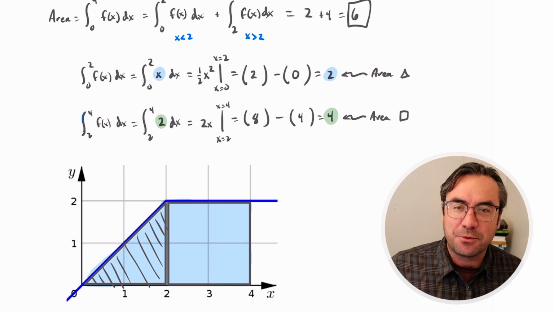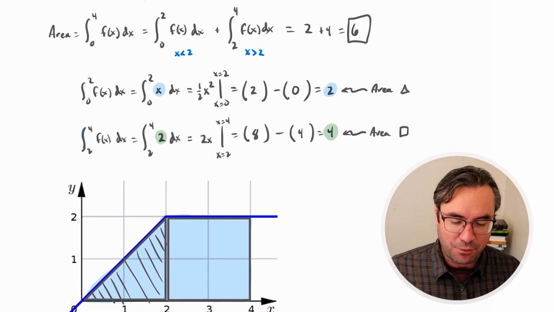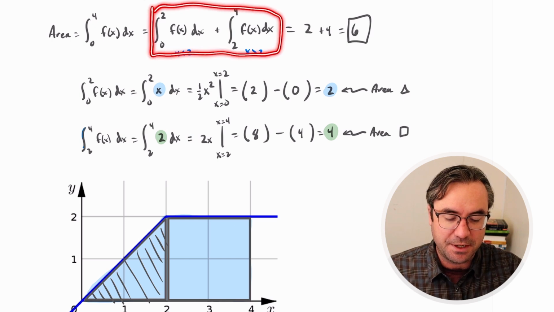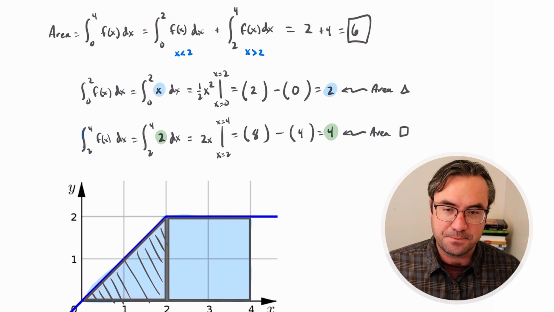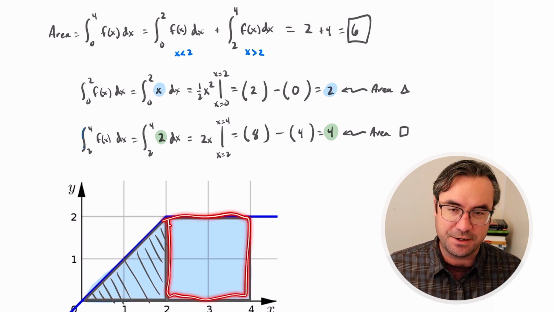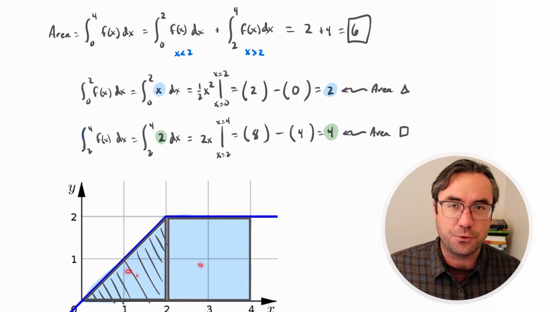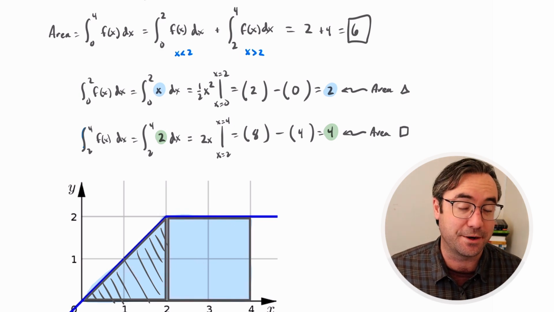So this is a nice example because you get to see kind of that property of the definite integral. When we split it up, really what we're doing is we're figuring out the area for one region, we're getting the area for our second region, and then we're just adding those two areas together to get the total area.